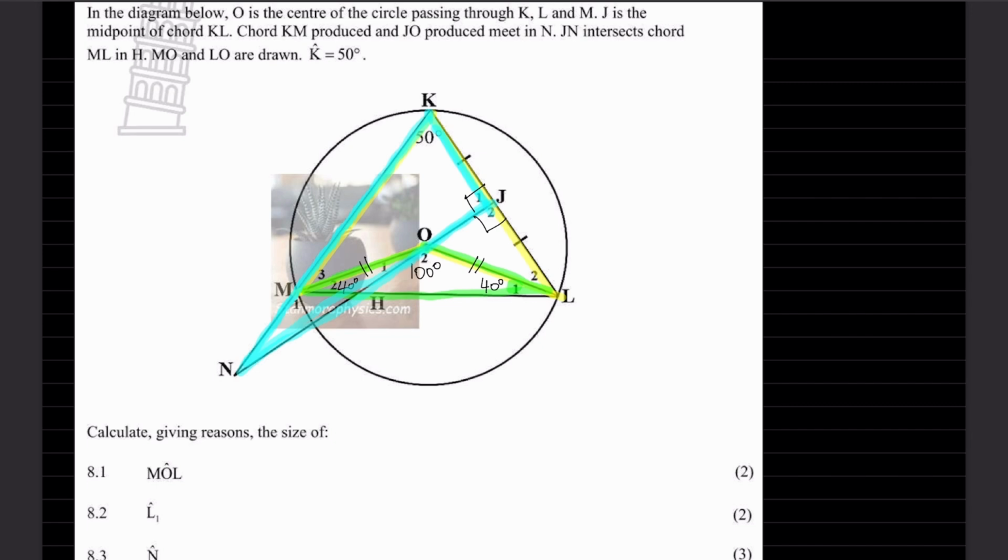So now we have 2 angles, and we can figure out the third angle being angle N. So this is my triangle right here. We have an angle 50 degrees. We have an angle 90 degrees. That means we can solve for this angle, which is going to be 40 degrees.